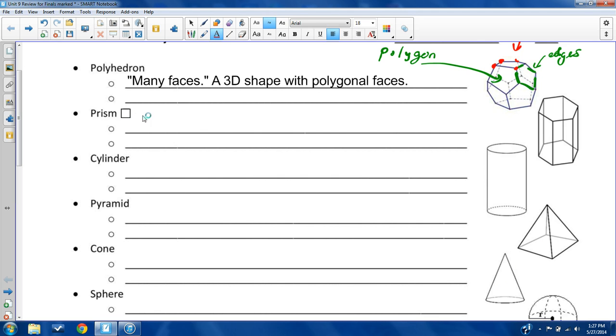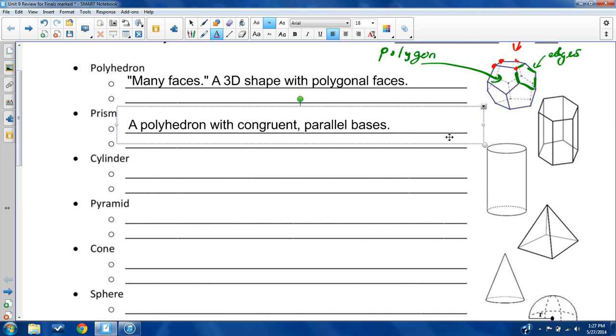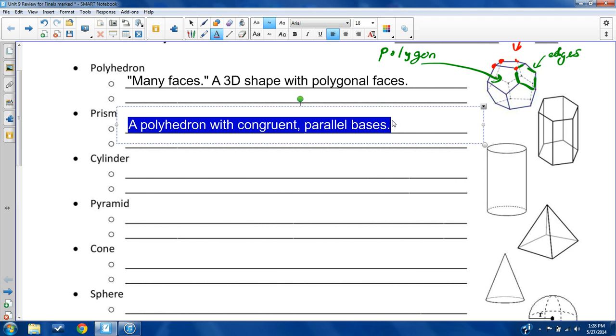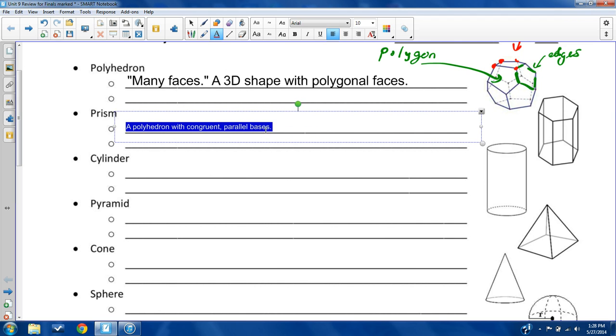Okay, prism. Let's see if you can remember this. It's a polyhedron with congruent parallel bases. That's saying enough right there. When you say that, it implies everything else about it, but I will write the rest of it as I go. In fact, I need to fit all this, so I'm going to zoom out and shrink it a little bit more. Its lateral faces are rectangles. I think that's all I want to write for prism there.